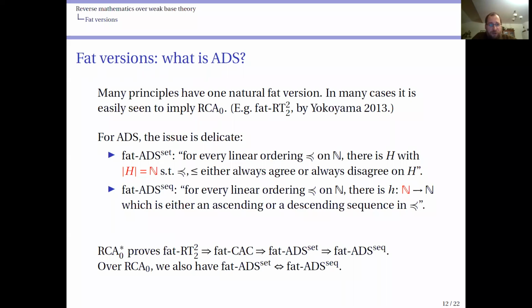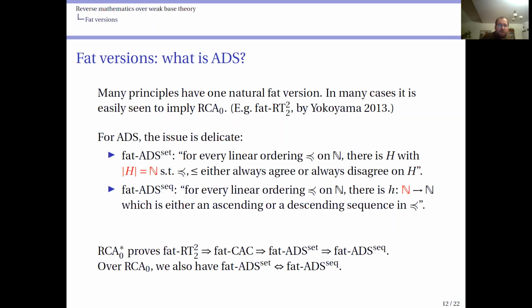So one way of formalizing the fat version of ADS, we call it the set version, is that for every linear ordering, there is H, which is a full cardinality ascending or descending sequence in the following sense. It's a subset of the natural numbers. It has the same cardinality as the natural numbers. And it's either an ascending sequence, meaning the strange ordering and the natural number ordering always agree on this set, or it's a descending sequence in the sense that the strange ordering and the natural number ordering always disagree. Okay, so that's one version of fat ADS.